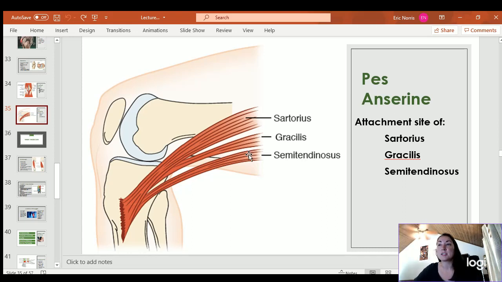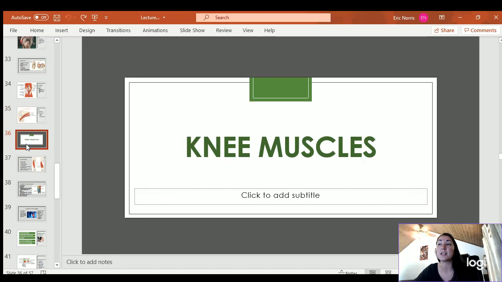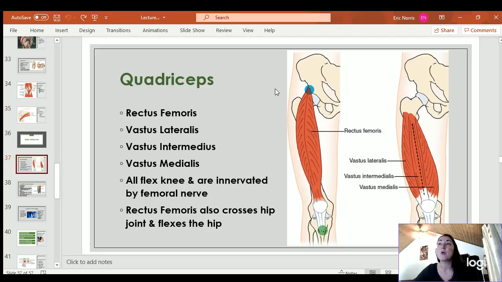And then the last little anatomical structure we're going to talk about is the pes anserine, and it is the attachment site of sartorius, gracilis, and semitendinosus. So the pes anserine is a little portion here of the tibia, and it is the attachment site of each of those muscles. Moving on to the knee muscles, we have the quadriceps.